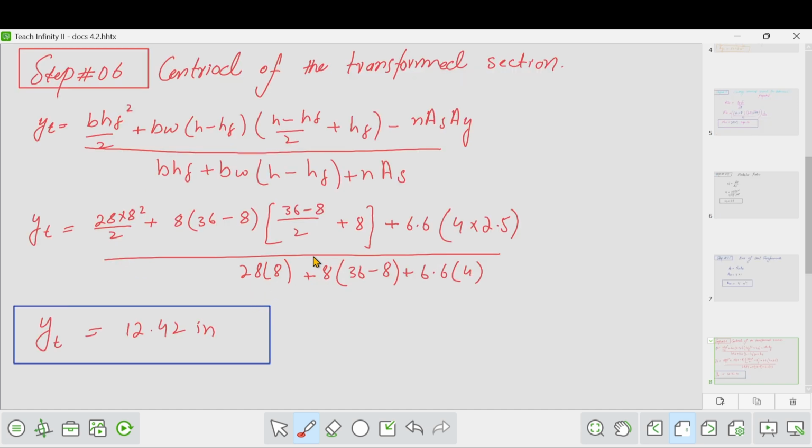After that, determine the centroid of the transformed section. We have calculated n, the modular ratio, and the area of steel, and Ay, which is the moment. Let's say this is the steel, and the distance from the center of the steel to the extreme bottom fiber, Ay, is the cover, which is 2.5 inches. If I put the values in place of these parameters, I will get y_t, the centroid of the transformed section, as 12.42 inches.